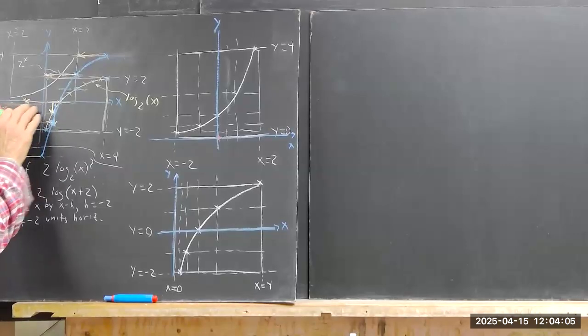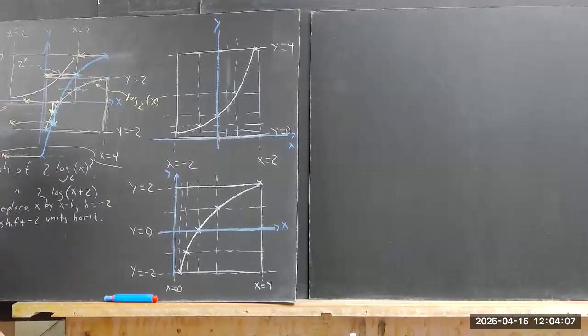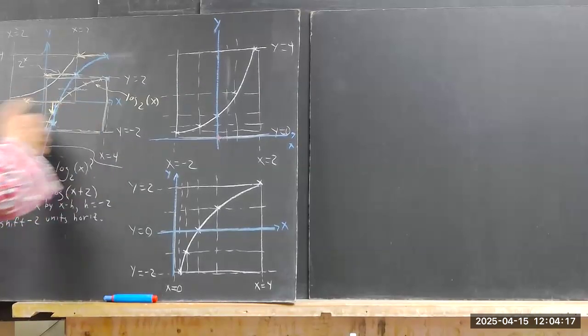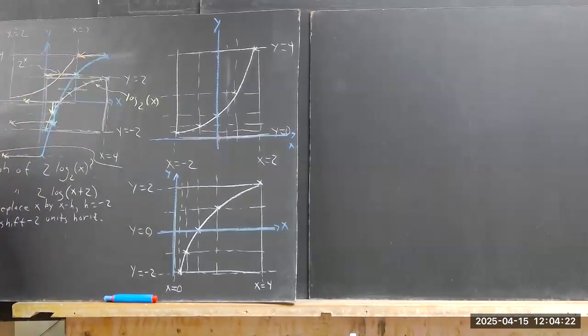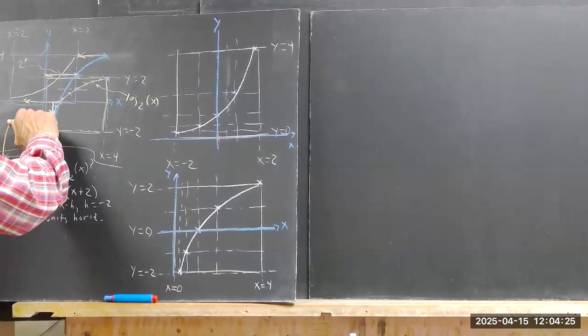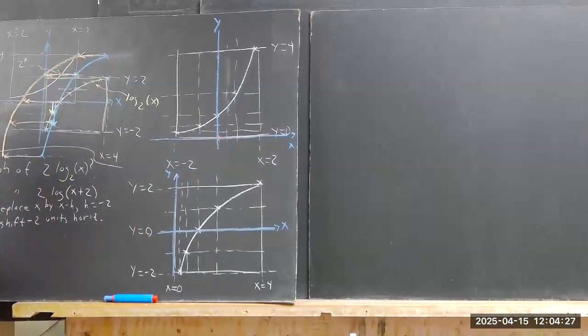Probably should have made that one orange. Have another good color to use. So I'm just going to erase that. We know 2 units is this much, 2 units to the left is that much. Every point was 2 units to the left. And now we have this graph. Okay. And if we want to shift it vertically, well, we can move it up or down with a vertical arrow.